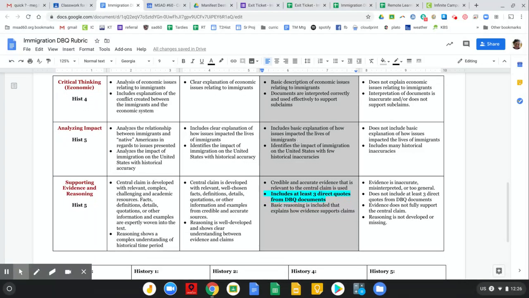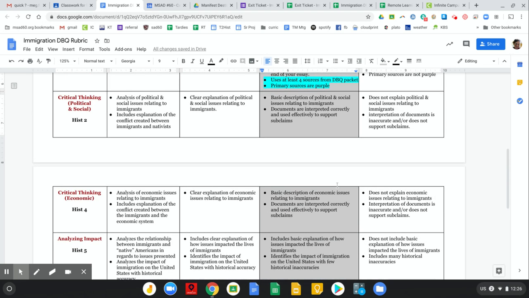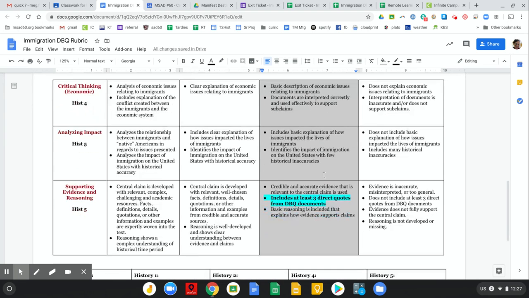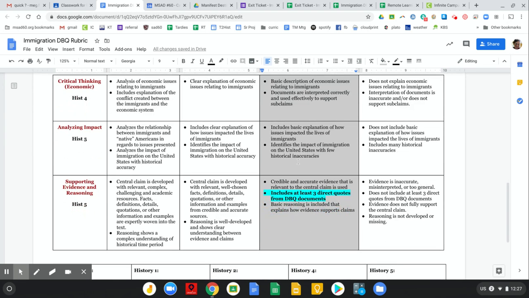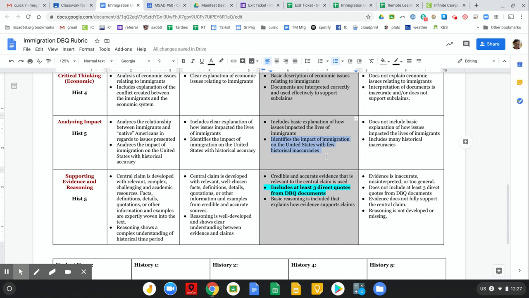In analyzing impact, you include a basic explanation of how the issues impacted the lives of the immigrants. So the things that you're talking about in political, social, and economic, you are telling me how they are impacting the lives of immigrants. And then you identify the impact of immigration on the United States with few historical inaccuracies. And if you are doing all the things above, then you should be doing this with no problem.